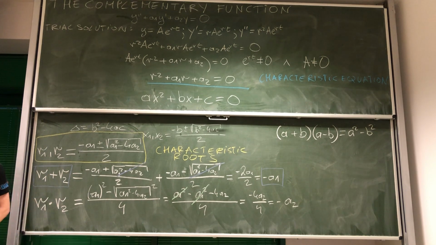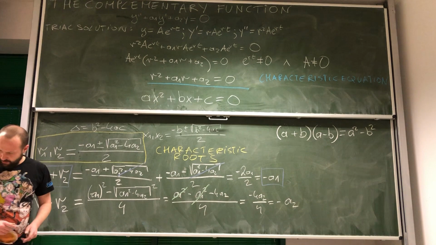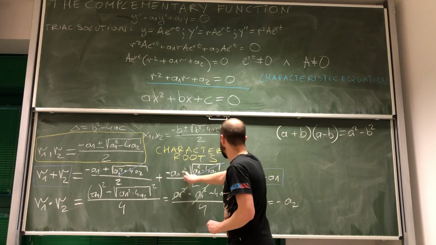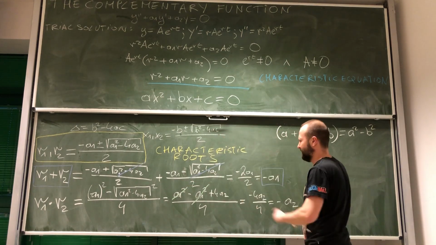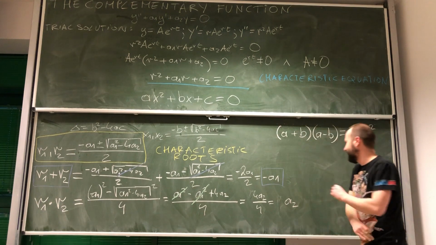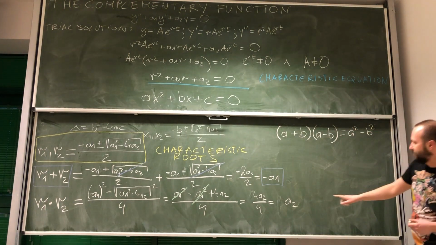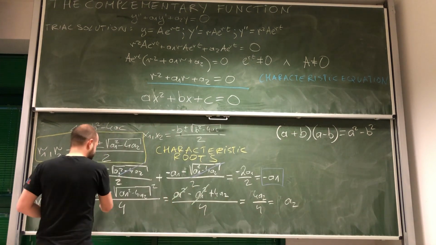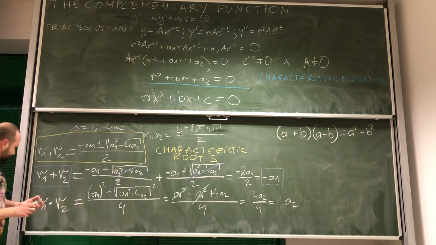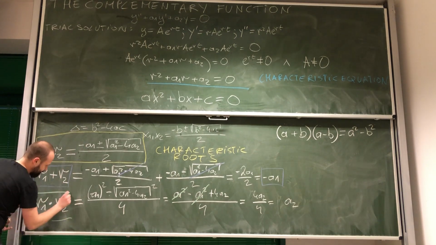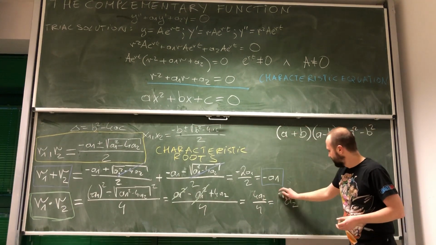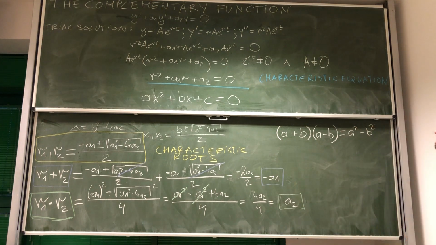If I didn't make a mistake... where did I make a mistake? Oh, of course. I'm sorry, because it's minus and minus. That gives us plus. I saw that it shouldn't be like that. So we've got just a2, right? Minus and minus gives us plus. So we get another relationship: R1 times R2, the product of two characteristic roots, must be equal to a2.